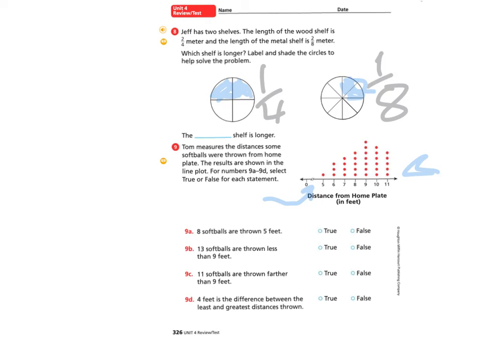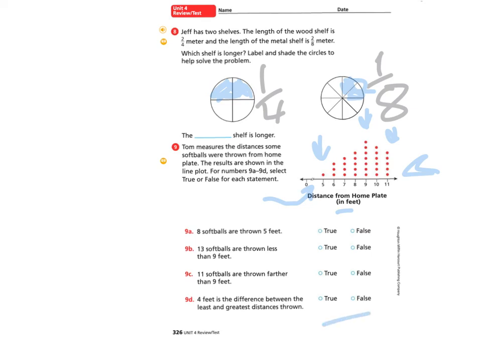So the first piece of data that we have is 5. And this is in feet, distance from home plate. So somebody threw it 5 feet. And then you have a lot of people threw it 9 feet. And then you have some people even threw it 11 feet. So this one you'll just go true, false.